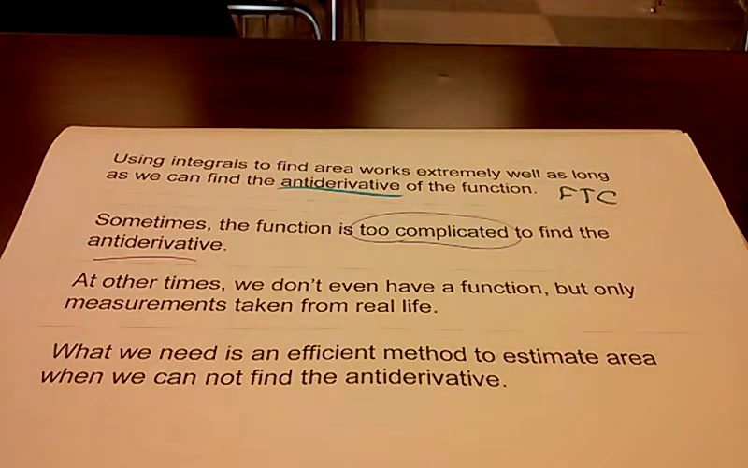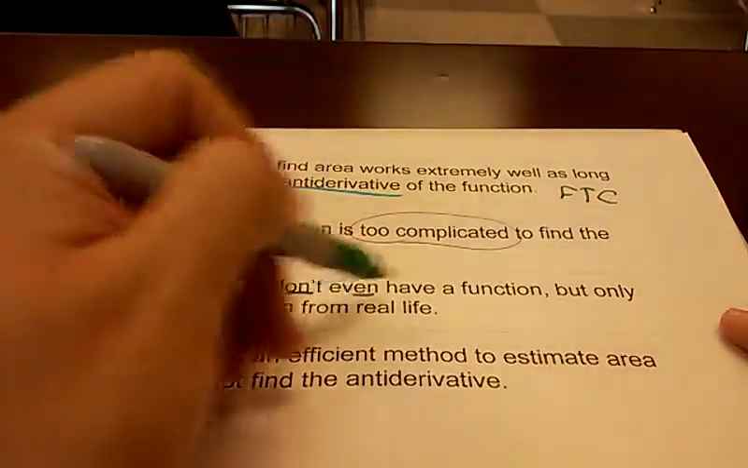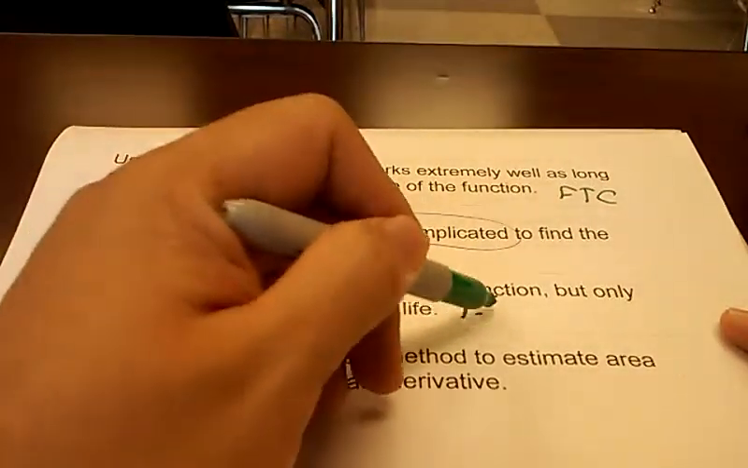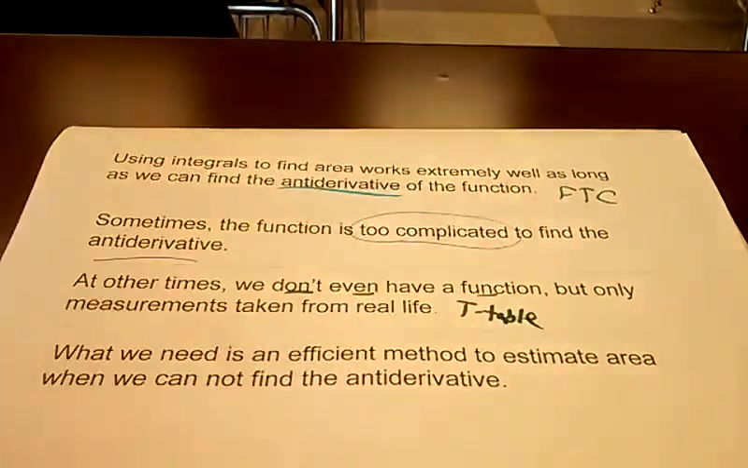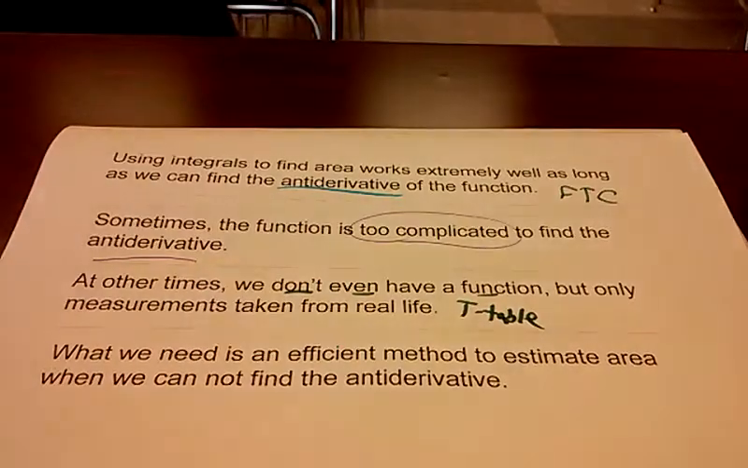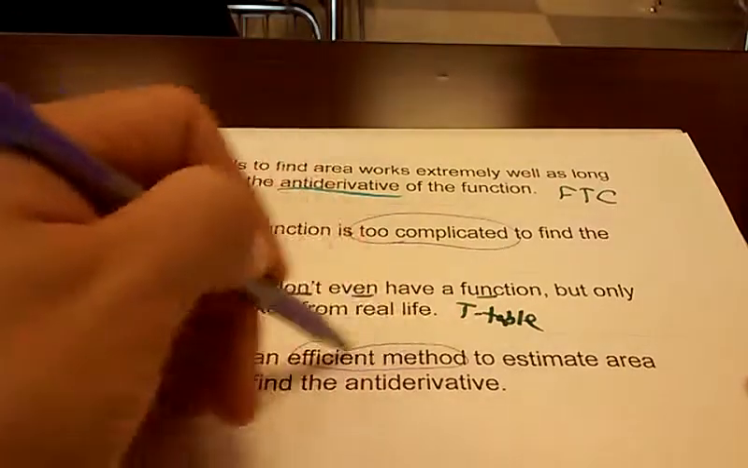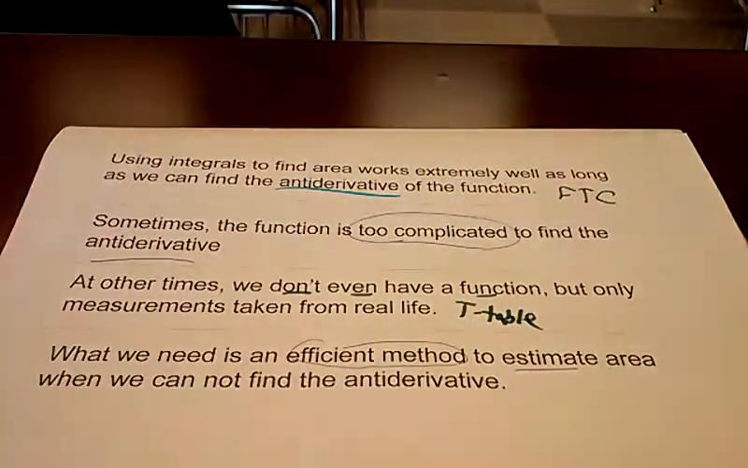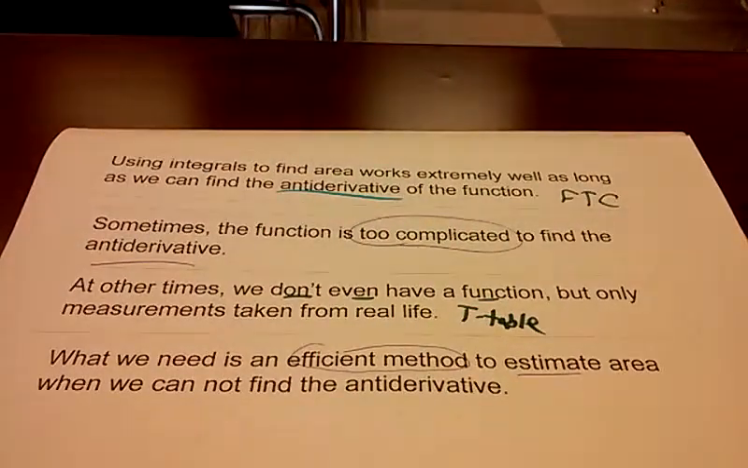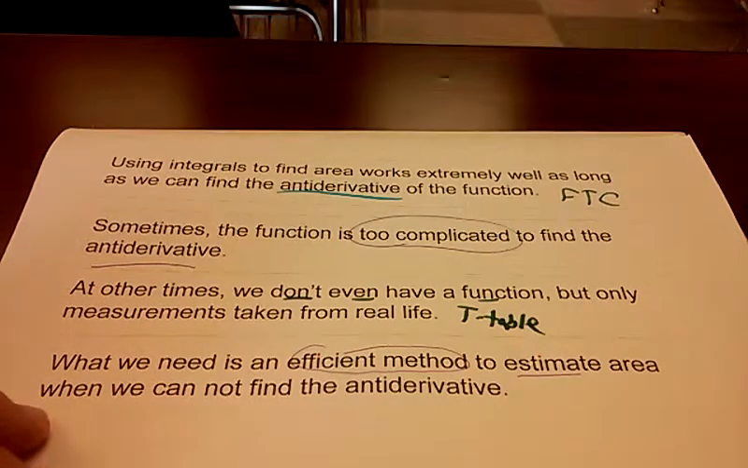However, sometimes a function is too complicated to find an antiderivative, and that can happen in real life. Even more so, there are times when you won't even have a function. You might just have a table of values. So what we need is a more efficient way to get a better estimate when we cannot find the antiderivative, and therefore you cannot use the fundamental theorem of calculus. Now, let's look at an example.